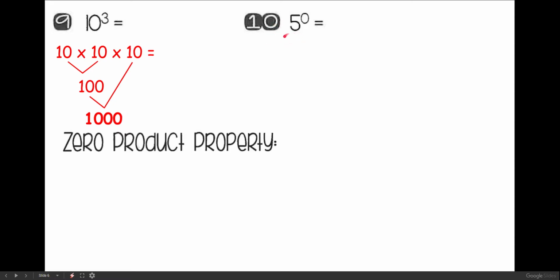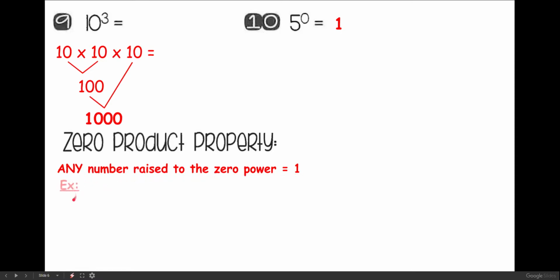Anyways, number 10 is a tricky one. What is 5 to the power of 0? You may be thinking it's 0, but it's actually 1. And we're going to learn about something called the zero product property. It's just something you have to remember for right now. Don't strain too hard to try to understand why. Any number raised to the power of 0 equals 1. It's just something to remember.